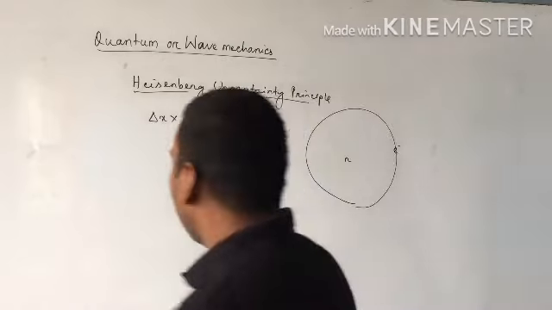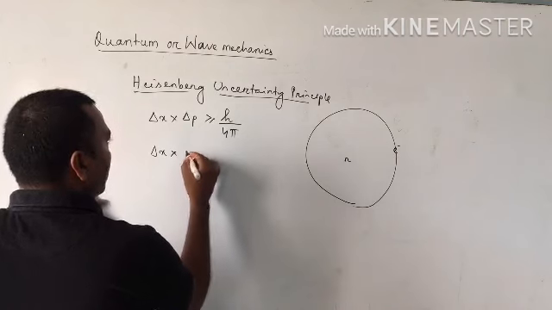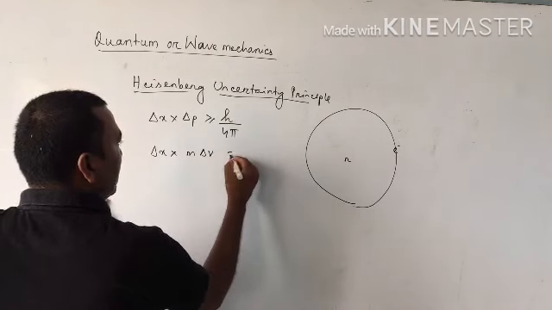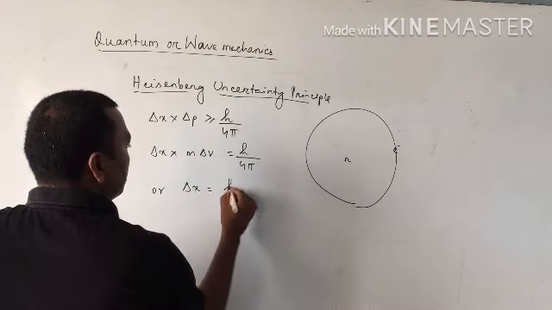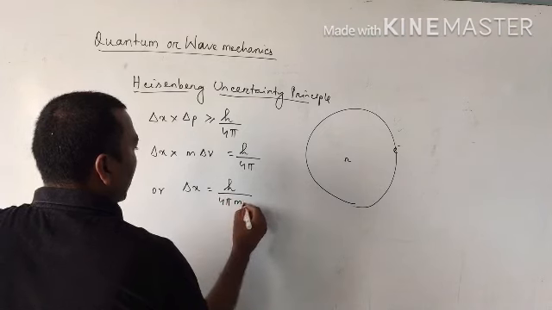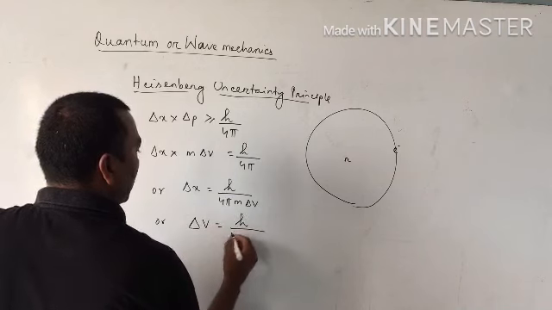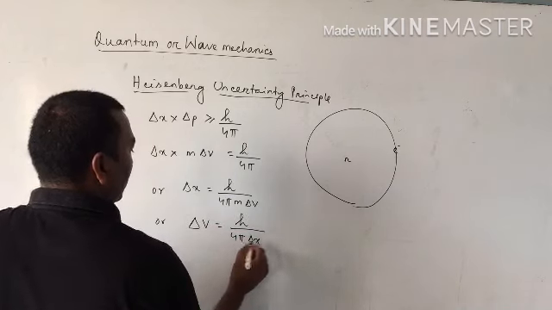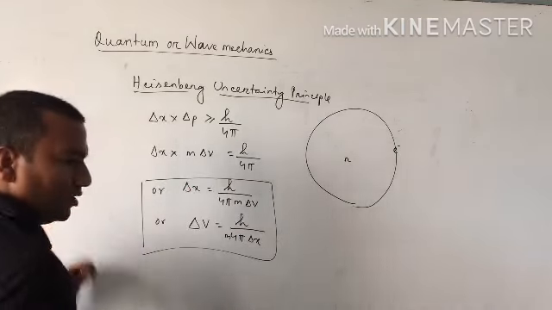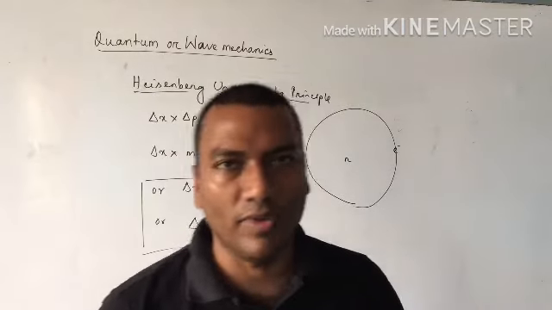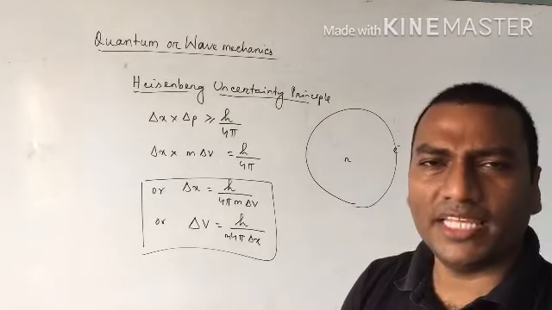So if you expand this, delta x into delta p, where p is momentum with the formula mv, so m into delta v is greater than or equal to h by 4 pi. Or we can write delta x equals h by 4 pi m into delta v, or delta v equals h by 4 pi m into delta x. Clear? So these are the formulas. Remember, when we solve numericals we write equal, and when we write only the theoretical aspect, we write greater than or equal to h by 4 pi.